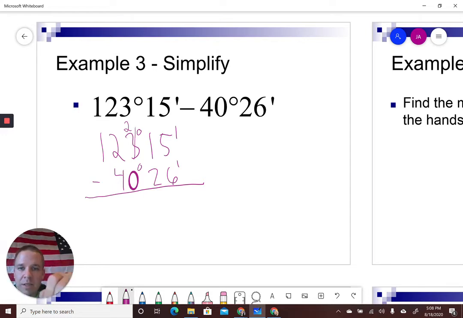How many minutes are in 1 degree? 1 degree, remember, is 60 minutes. So what are we going to do? We're going to make this 75 minutes. 15 plus 60 is 75. So 75 minus 26 is going to give me 49.